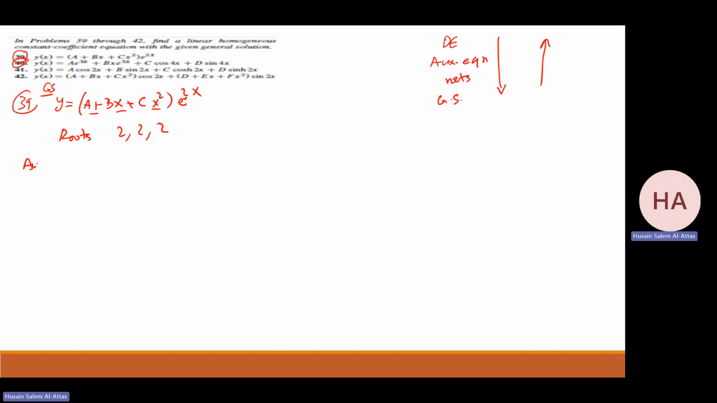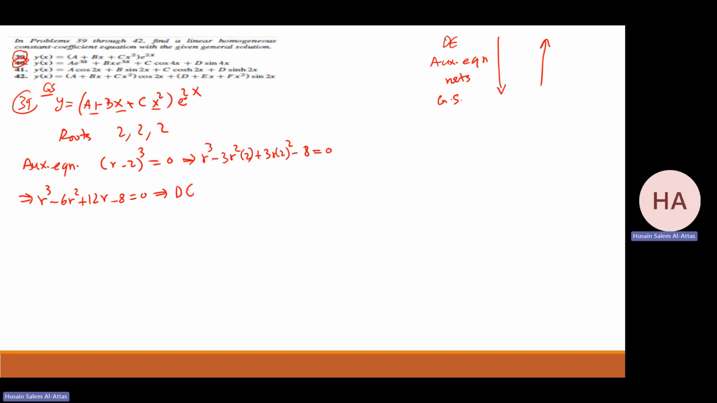So my auxiliary equation will be what? R minus 2 cubed equals 0, which is R cubed minus 3 R squared times 2 plus 3 R times 2 squared minus 8 equals 0, which means R cubed minus 6R squared plus 12R minus 8 equals 0.